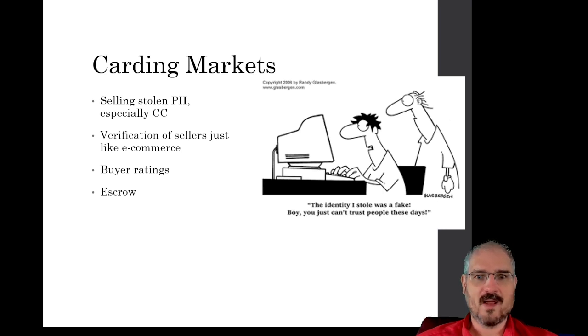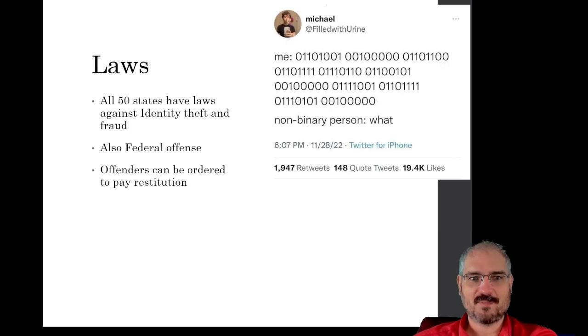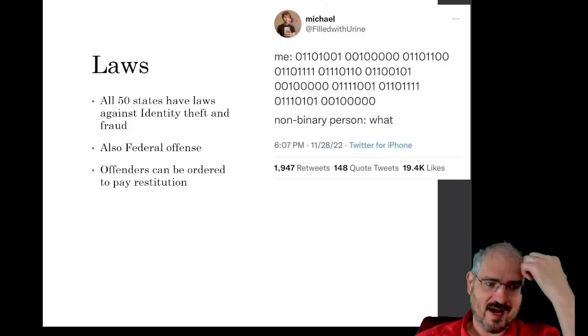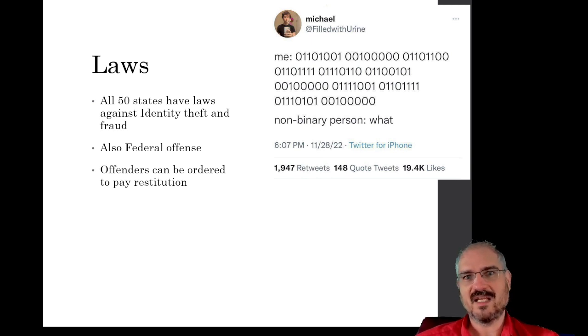But it just blows my mind that these kinds of things are not only happening on, again, legitimate websites, but also on these places where you can buy and sell and trade illegal goods. Everything from PII to drugs to guns to child porn to whatever.